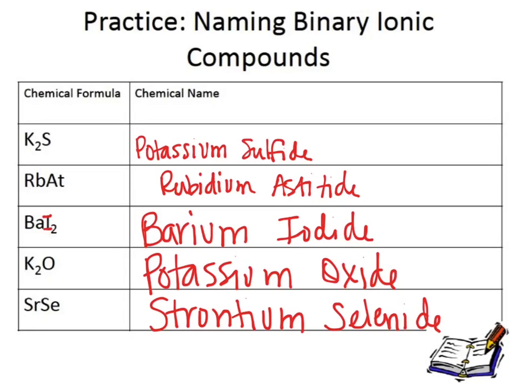Now we're going to work backwards. I'm going to give you the name. You've got to give me the formula. So that is the hardest part of this. Yes? How would you know if there's two or...? We're going to talk about that. Okay. Everybody good with this before I switch the page?